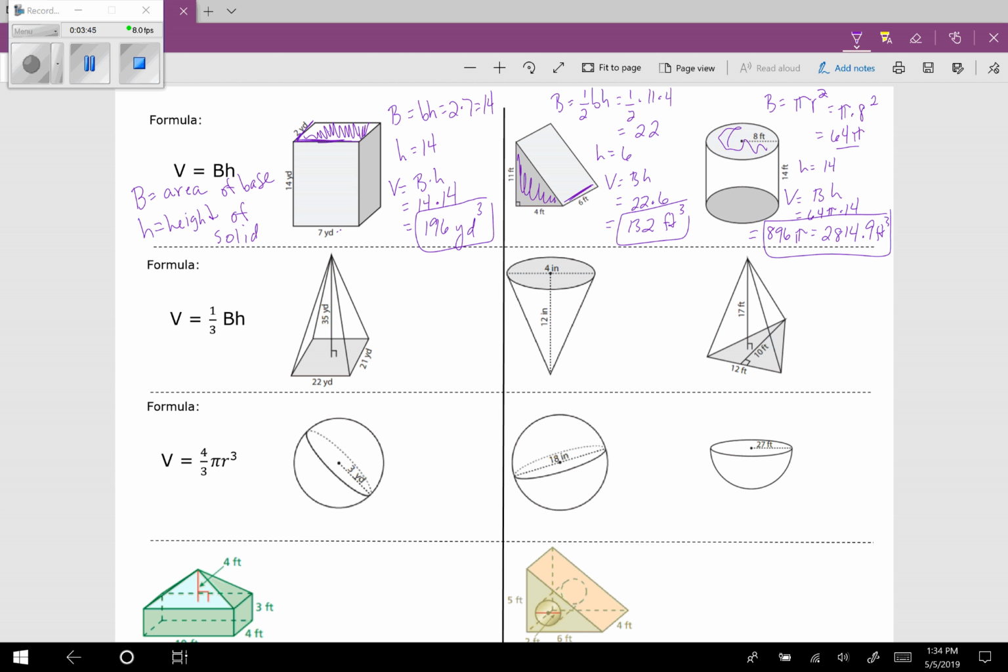So that is the formula for the volume of prisms and cylinders. It's just the area of the base times the height. That's it.